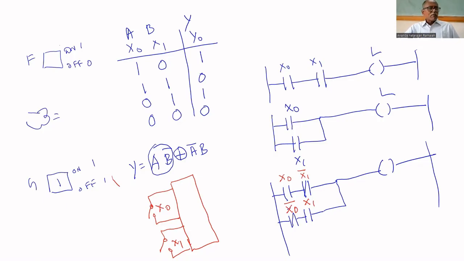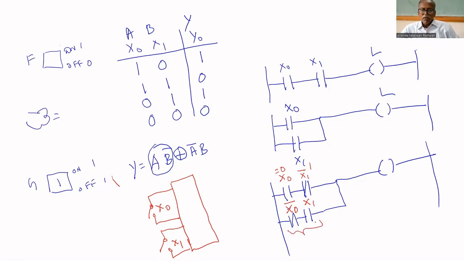Now, both are open. Both are 0. Both are 0 means X0 equal to 0, X1 equal to 1. Am I correct or not? Two switches are in series. One switch is closed, another switch is open. There is no power.